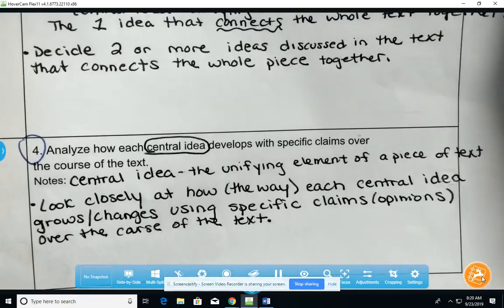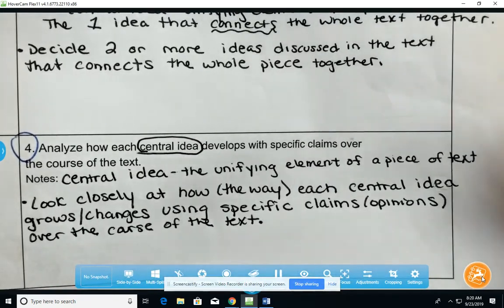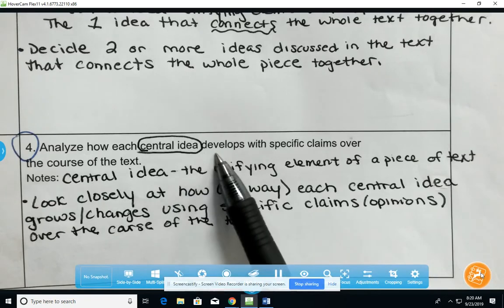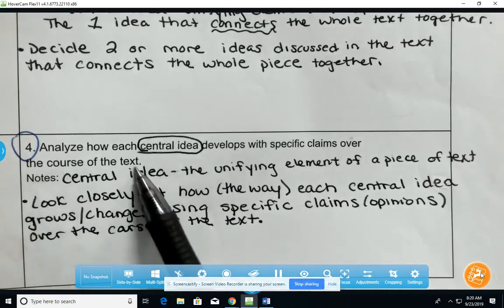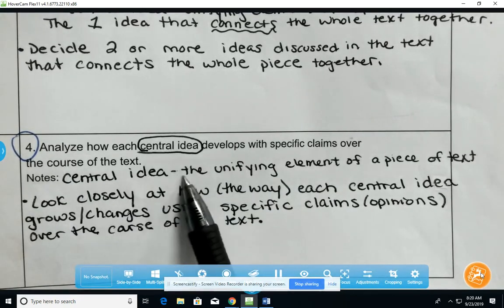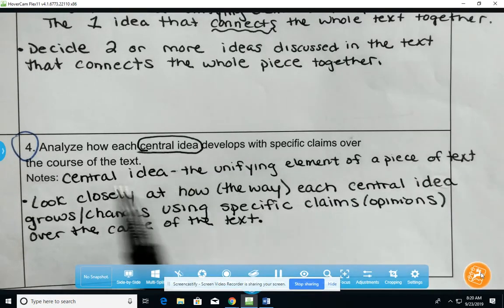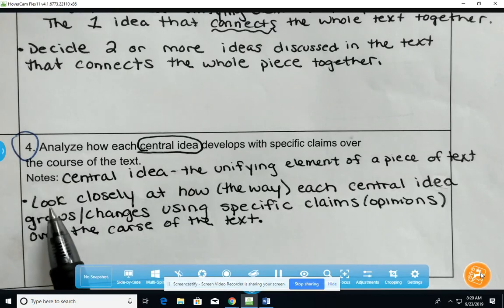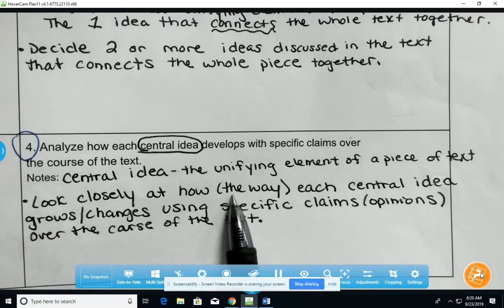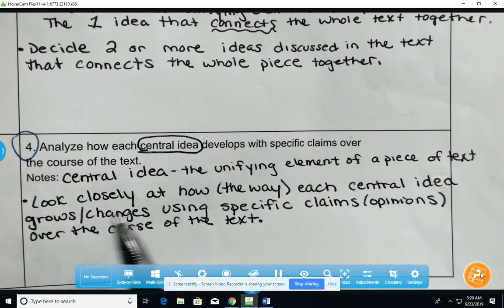We are also looking in the first phase of reading at learning target number 4 to analyze how each central idea develops with specific claims over the course of the text. Remember, we said that central idea is that unifying element that connects the whole piece of the text together. To reword this learning target into simpler language, we could say that when you analyze the central idea's development, you're looking closely at how, or in other words, the way the central idea grows or changes using specific claims, opinions the author makes, over the course of the text.